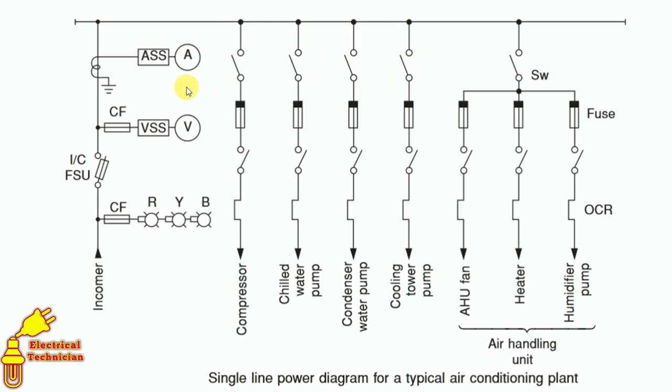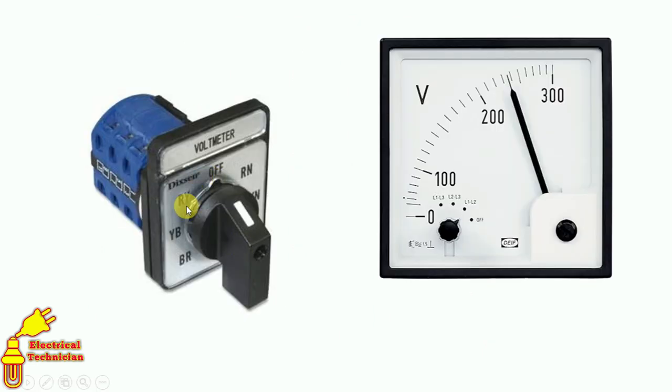Now see, to measure voltage of the power supply here, what we did is we connected a control fuse, and after control fuse a voltmeter selector switch is connected. After this, 1 voltmeter. If we use 3 voltmeter, then we don't need to use this selector switch in between, but we are using only 1 voltmeter. This is why we connected selector switch here. By changing position of this selector switch, we can measure the voltage of different phase supply. Friends, this is our voltmeter selector switch. By changing position of this, we can measure voltage of different phase supply, and this is our voltmeter.